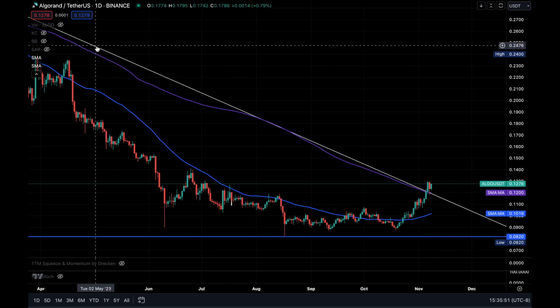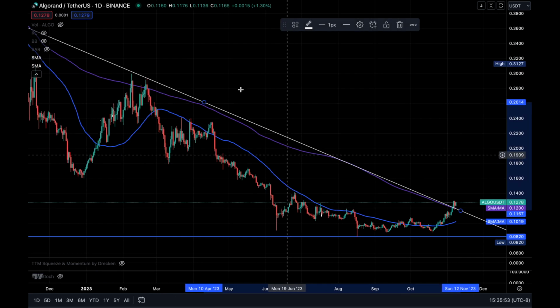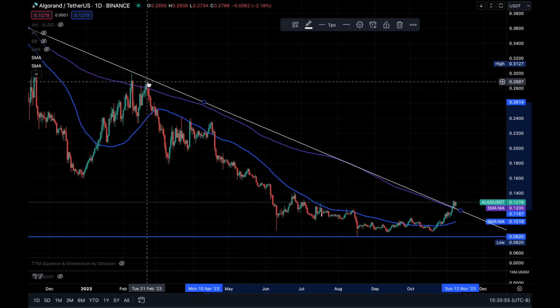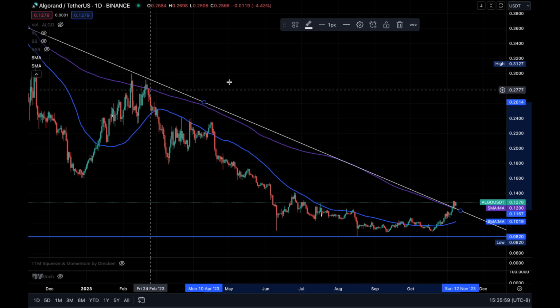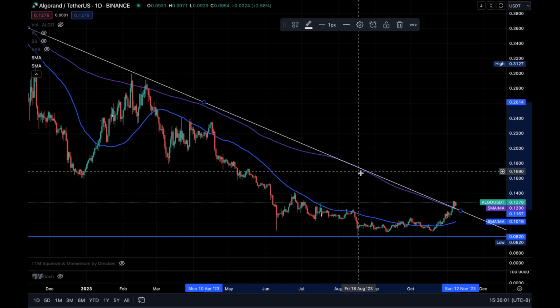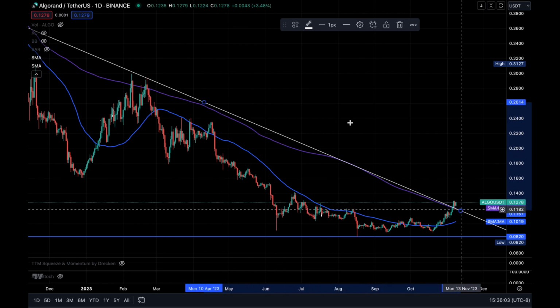So this white line here is a trend line that I've drawn, and it pretty much touches the highs of February and over here in early February. And since then, it hasn't crossed until recently, right?